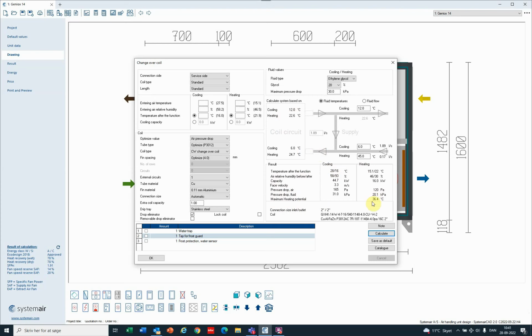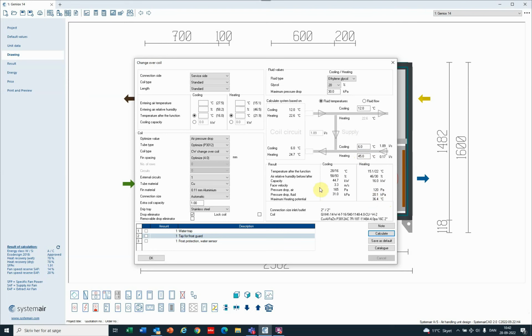Maximum heating potential is if we actually put in 1.89 liters per second of 45 degrees hot water, then we will get a supply air temperature of 36.4 degrees. So by just checking this value, you can always make sure that you actually have the heating potential available, even though the coil is dimensioned for cooling situation.